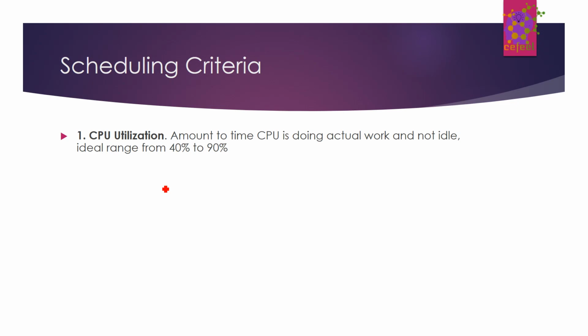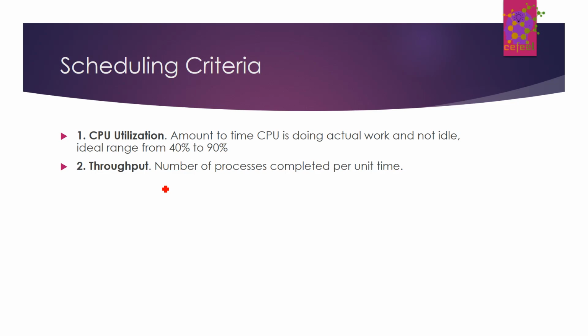So the first important criterion is CPU utilization. This is a measure of how much time the CPU is actually being utilized as compared to the time it is not doing any work. Ideally, we want the CPU utilization to be as high as possible, because that's when we say we are doing real work. Generally the range is from 40% to 90%. 90% is when CPU utilization is very high, and 40% is a fair amount of CPU utilization.